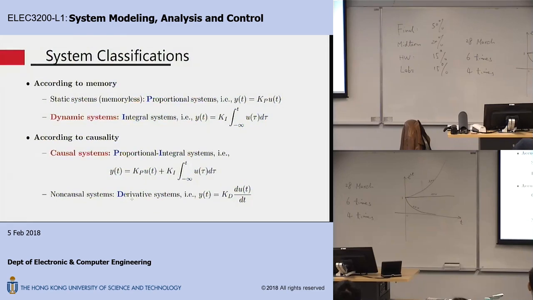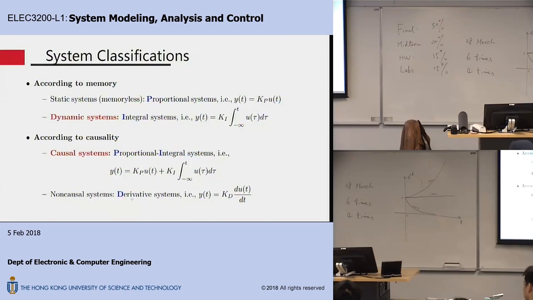The output is the derivative of the input, then it is causal? Or say, in order to take this derivative, you need to know the value of u in the neighborhood of t, right? You know that you fix your t, a particular t.